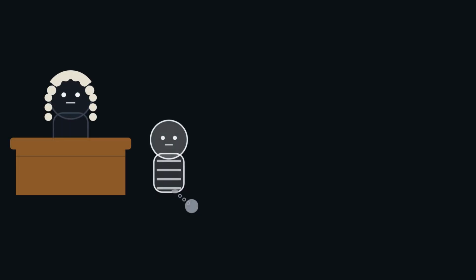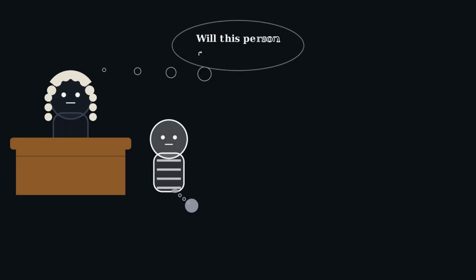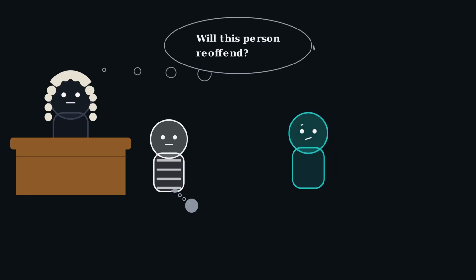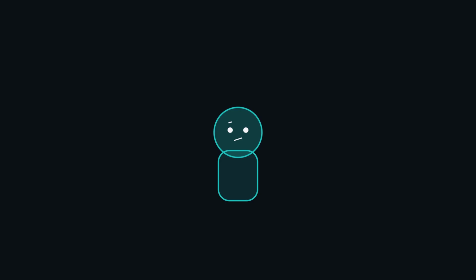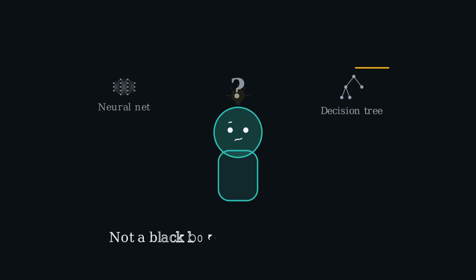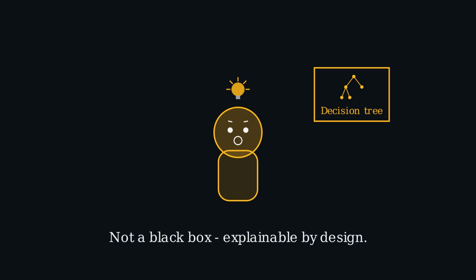Imagine you're building a machine learning model for a high-stakes decision. For example, predicting whether someone will reoffend. Every prediction this model makes changes a real person's life. For a decision this consequential, you don't want a black box explained after the fact. You want a model that's explainable by design.